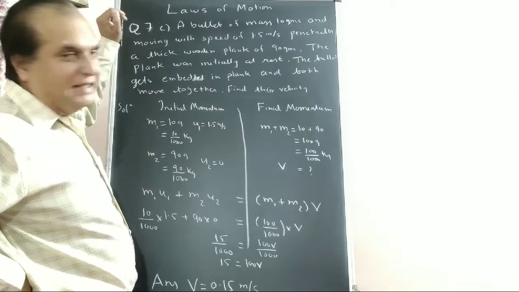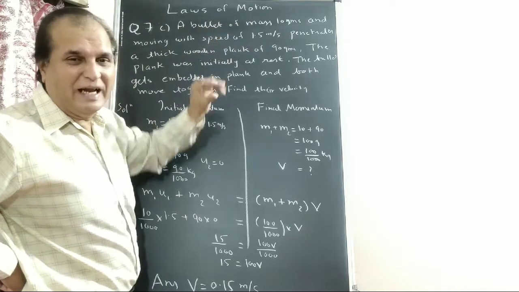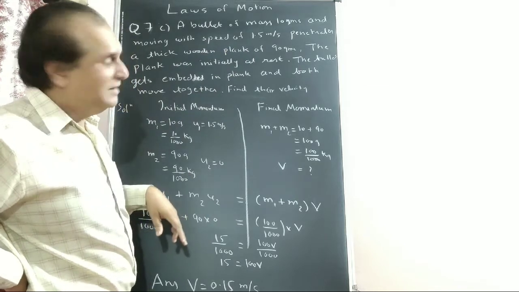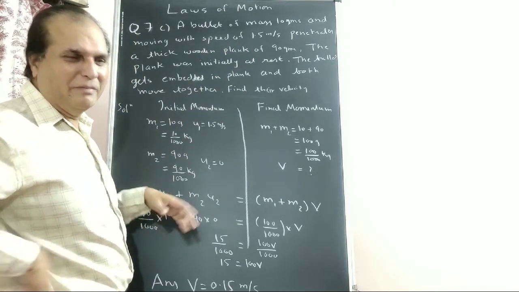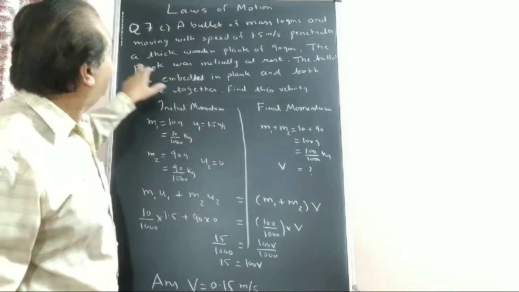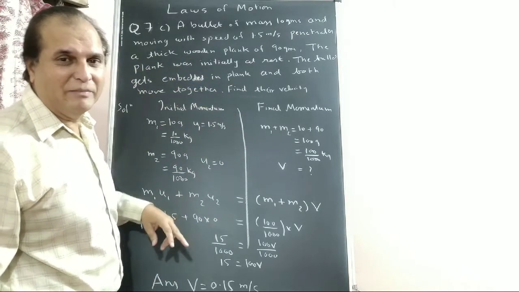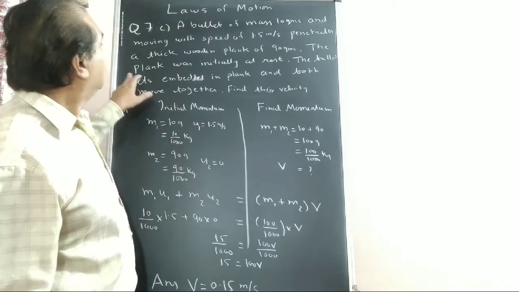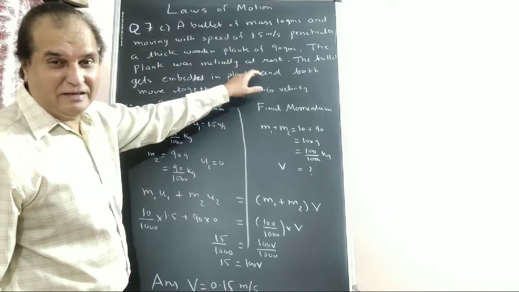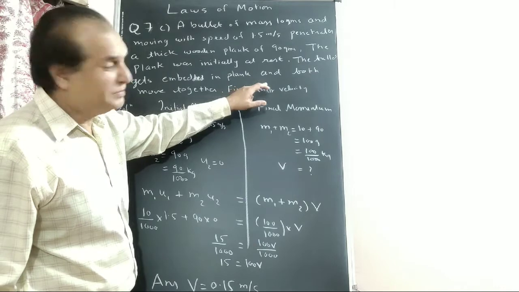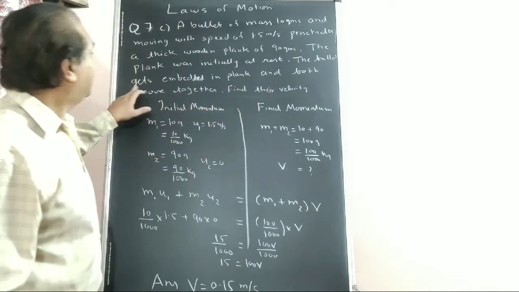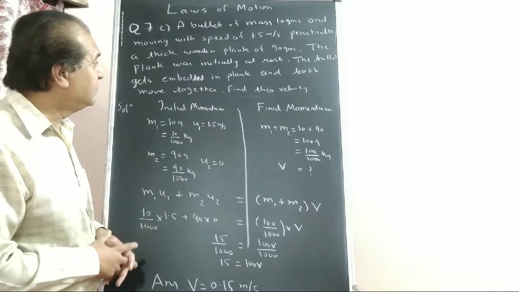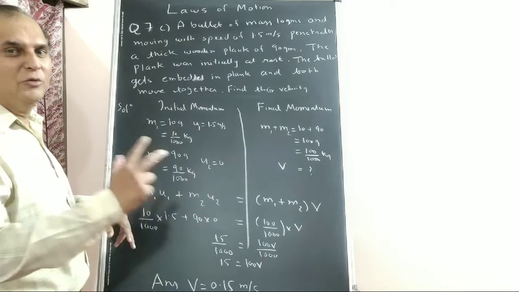Question 7C, third sum. A bullet of mass 10 gram is moving with a speed of 1.5 meter per second. The bullet speed is not so small, but it's okay. It penetrates a thick wooden plank of 90 gram. The plank was initially at rest, so U2 equal to 0. Then the bullet gets embedded in the plank. So they are together, now there is only one mass, M1 plus M2, and both move together.